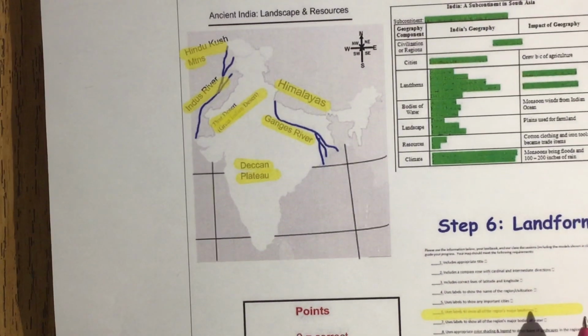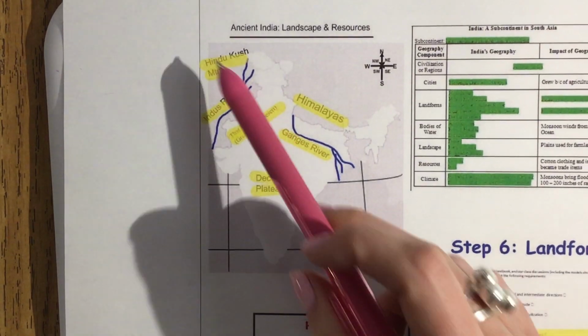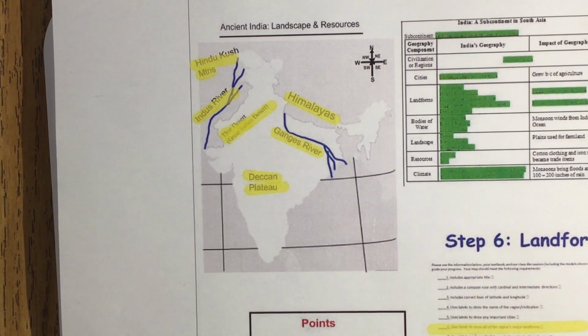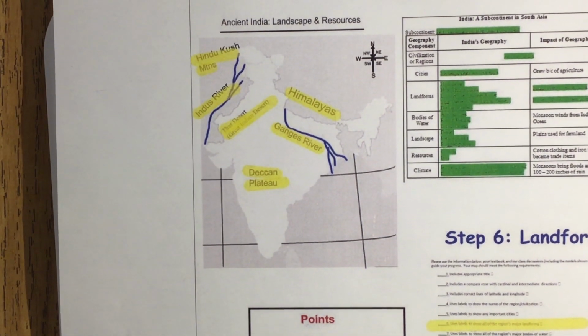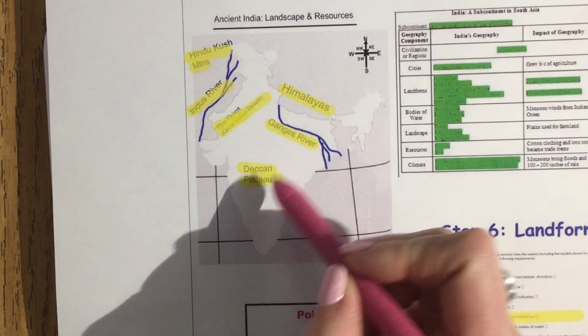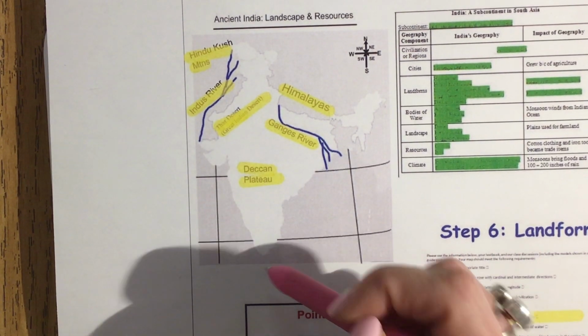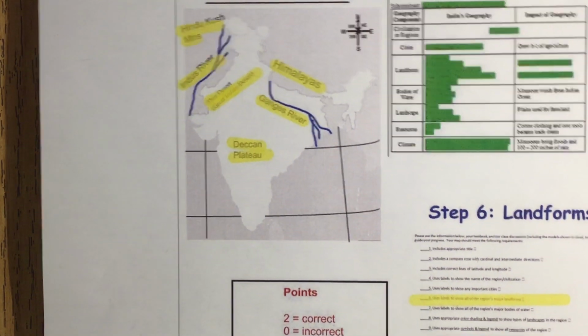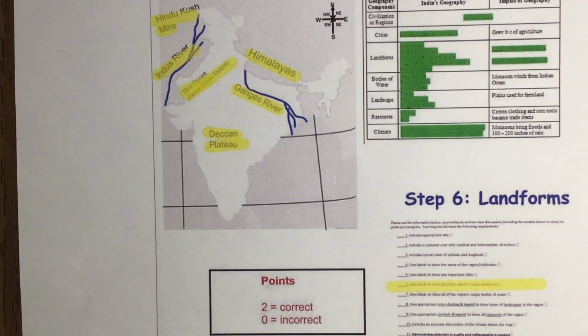Let's say though you forgot one. Like maybe you forgot the Hindu Kush, or maybe you forgot the Deccan Plateau. I'll let you give yourself a half point, but take your ink pen and write in the correct answer where it should have gone. Okay, so that is step 6, landforms.